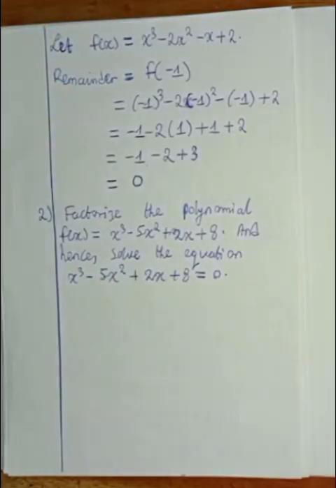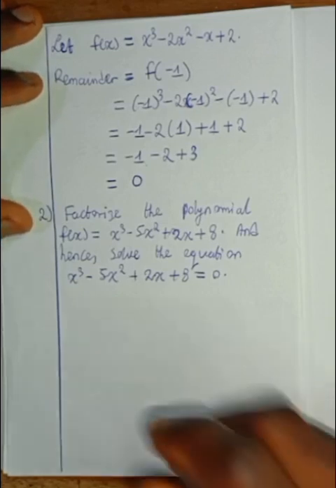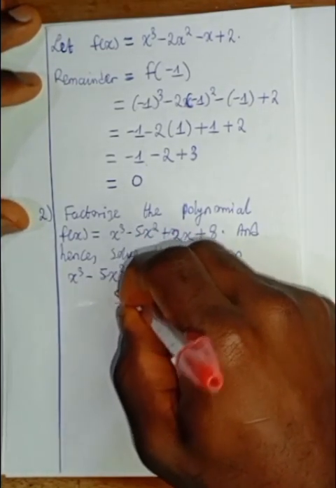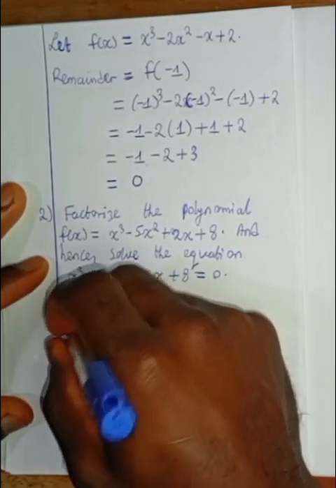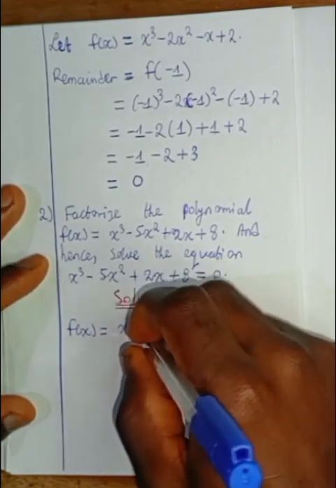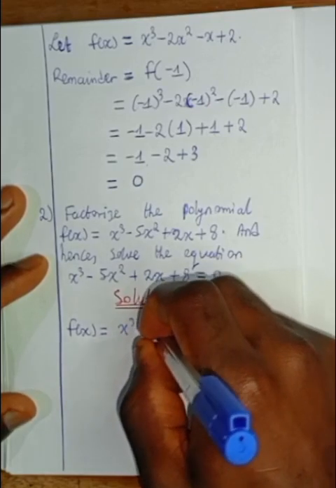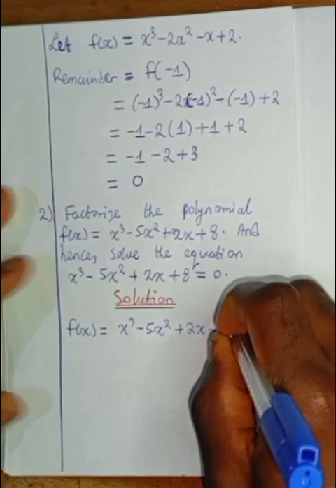When we are asked to factorize a polynomial, that means we have to express that polynomial as a product of its linear factors. We take the solution. We have f of x is equal to x cubed minus 5x squared plus 2x plus 8.